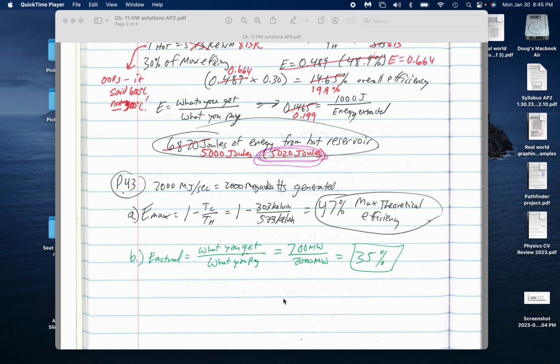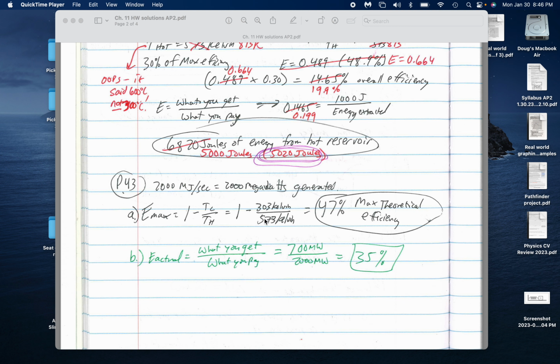Number 43: each second, a nuclear power plant generates 2,000 megajoules of thermal energy from the nuclear reactions. The energy is used to boil water, producing high-pressure steam at 300 Celsius. The steam spins a turbine, which produces 700 megajoules of electric power. The steam is condensed. Water is cooled to 30 degrees Celsius before starting the cycle again. What's the maximum possible efficiency of the plant?